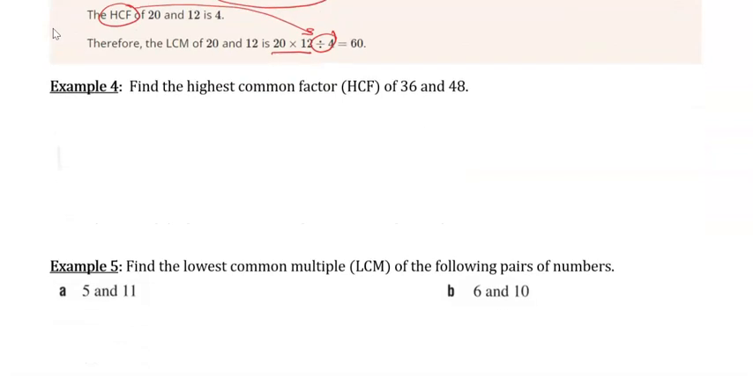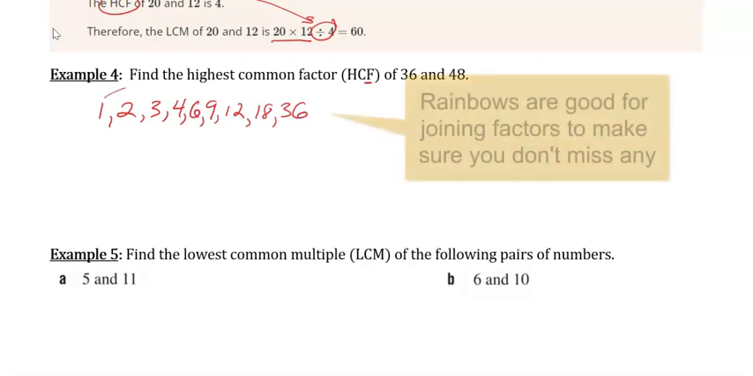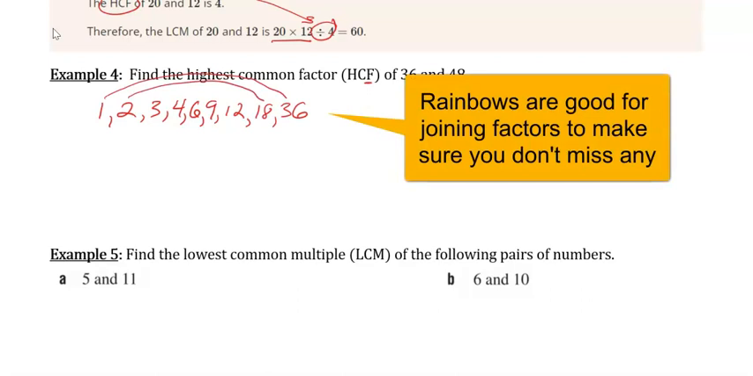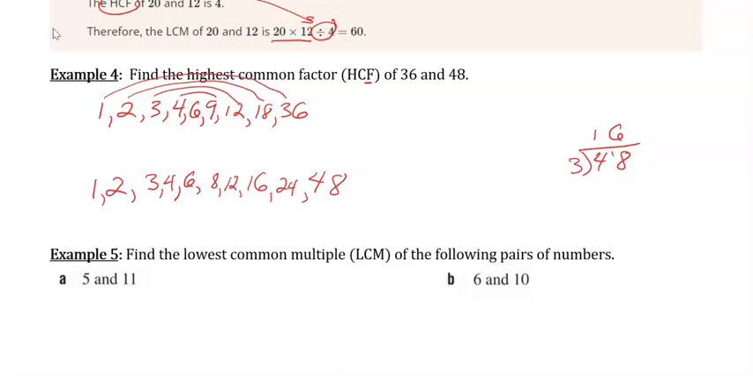So to find the highest common factor of 36 and 48, I'm going to write all the factors, because I'm looking for factors of 36 and 48. Pretty sure I got them, because 1 times 36, 2 times 18, I'm going to make sure I have a connector on either side, 4 times 9, and 6 times 6 is 36. 6 is a factor of 36, but I only need to write it one time. So these are the factors of 36, and for the factors of 48, I'm going to do the same thing. And then again, I can do my rainbow and match them up.